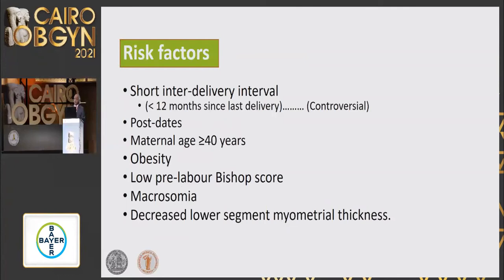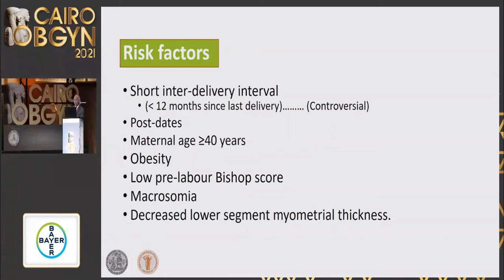There are certain situations where a VBAC might carry a slightly higher risk: if the interval between the previous cesarean section and the current pregnancy is short, if it's less than 12 months, if the woman is post-dates, if the maternal age is high or there is obesity, if the pre-labor Bishop score or whatever tool you're going to assess the favorability of the cervix is showing that it's poorly favorable, then the risk of a VBAC is much higher. Or if there is decreased thickness of the myometrium on ultrasound scan.